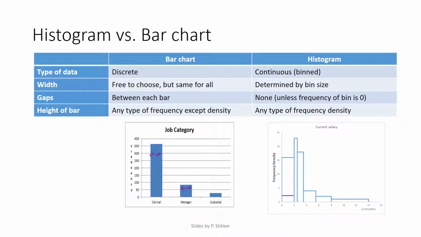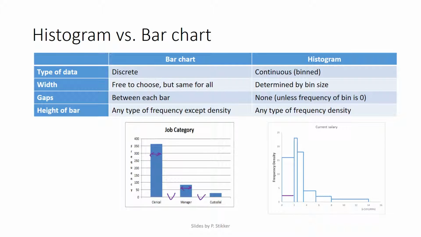There are gaps between each bar in a bar chart to emphasize it's discrete, while in a histogram there are no gaps. Unless the frequency of a bin is 0, then you will hardly see anything there and it might appear as a gap. The height of each bar in a bar chart is any type of frequency except frequency density or relative frequency density, so anything that doesn't have density in it. So it can be cumulative frequencies, relative frequencies, etc.